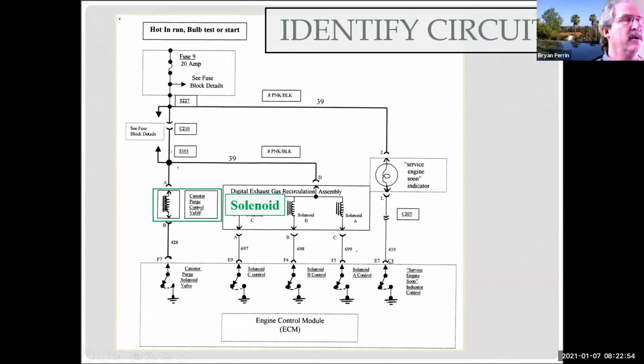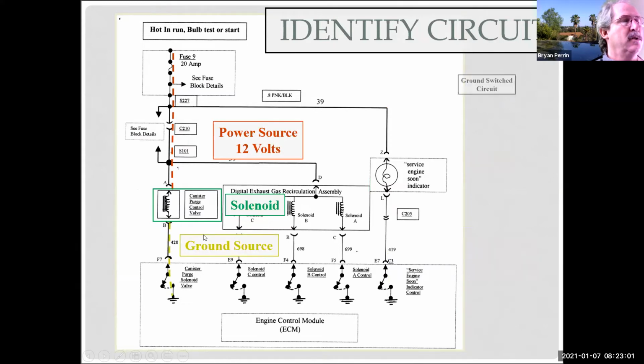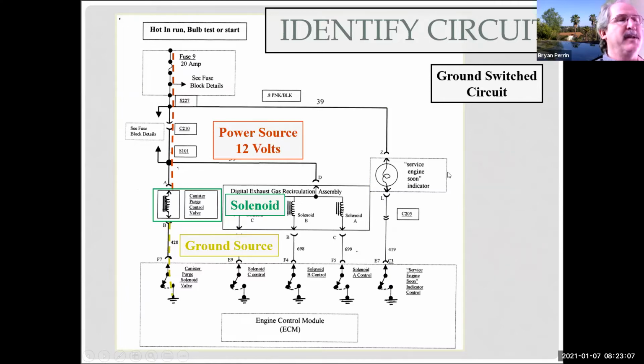So here's another component, a solenoid. We have our power supply, our ground source, and it's a ground switch circuit. So really, electrically, as far as from a diagram, the check engine light, which is a light bulb, is the same as our solenoid, which uses electromagnetism, isn't it? It's the same circuit, isn't it? Isn't it a series circuit that's controlled on the ground? The only difference is the load.